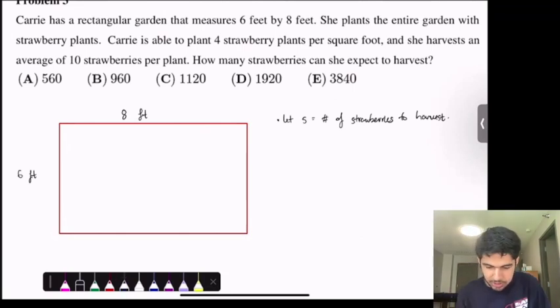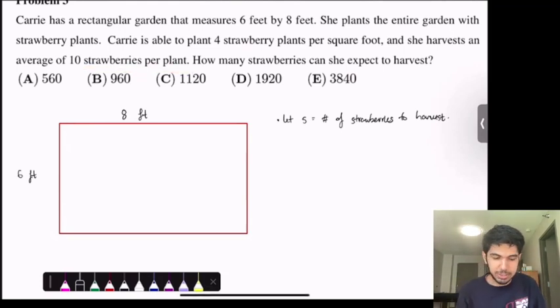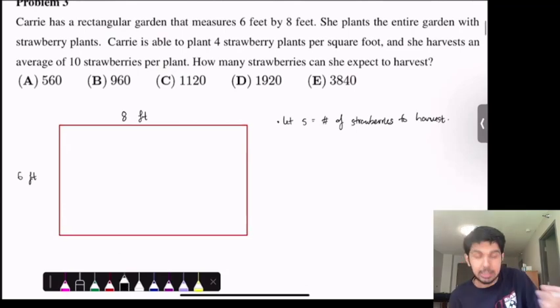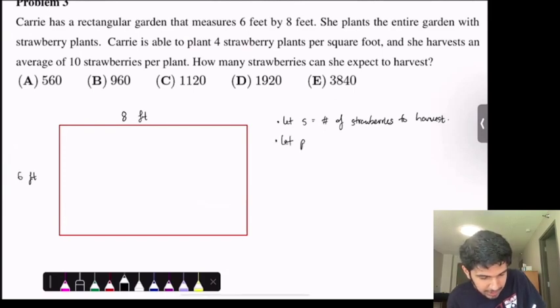So where else are we seeing strawberries? Over here, we see that there are 10 strawberries per plant on average. So perhaps if we determine the amount of plants, we can gather how many strawberries there are. That seems like a logical conclusion, but we'll explore that a little bit later. So we'll let p equal the number of plants.